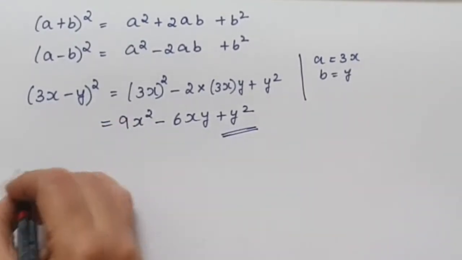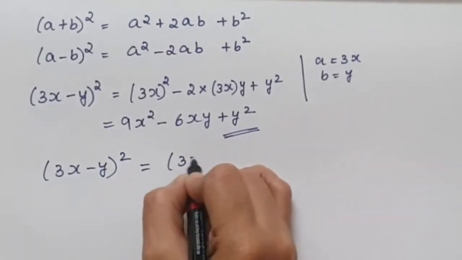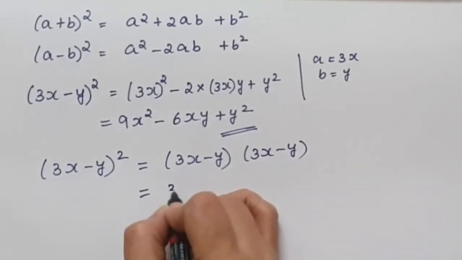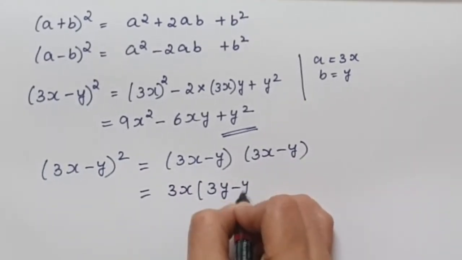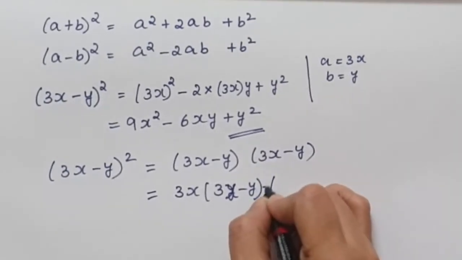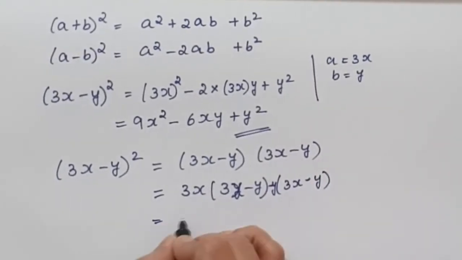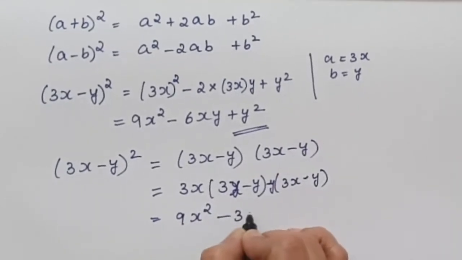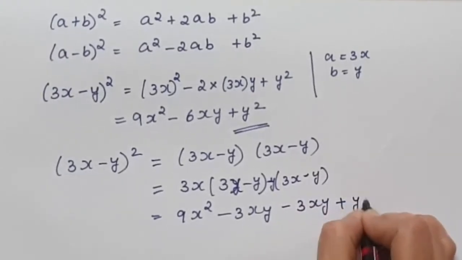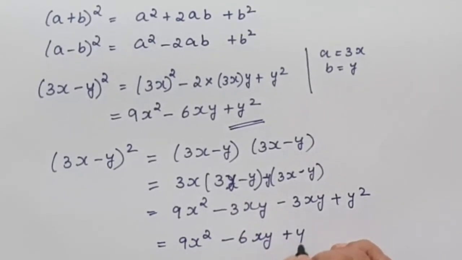This is our answer. Now we'll expand this bracket and write 3x minus y the whole square as 3x minus y multiplied by 3x minus y. So it will be 3x into 3x minus y, and this will be minus y into 3x minus y. So this will be 3x into 3x is 9x squared minus 3xy minus 3xy, then plus y squared. So it will be 9x squared minus 6xy plus y squared.